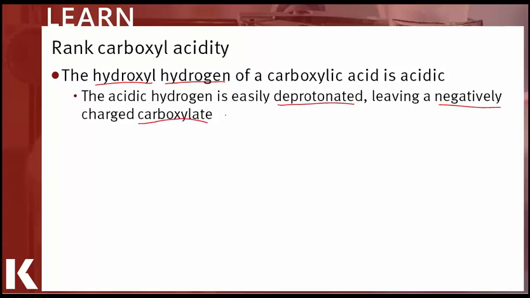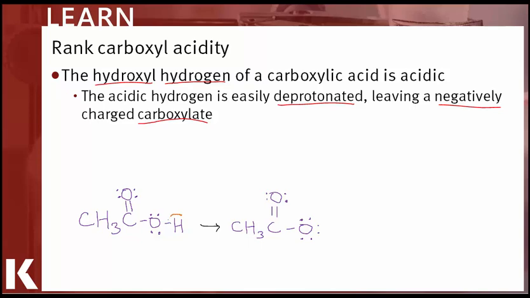When it comes to ranking acid strength in general, you want to look at the stability of the conjugate base. The more stable the conjugate base, the better the acid. So when we look at ethanoic acid, it's that hydroxyl hydrogen that's acidic. When it gets deprotonated, it leaves behind our negatively charged carboxylate. And then consider what's going to make this stable. Our electrons can actually move.